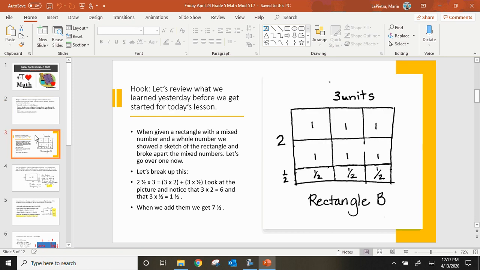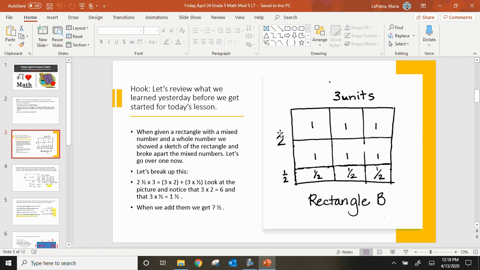Okay, let's review what we learned yesterday before we get started for today's lesson. I'm sure you remember this picture here. When given a rectangle with a mixed number and a whole number, we showed a sketch of the rectangle and broke apart the mixed numbers. Let's go over one now. So let's break this up.